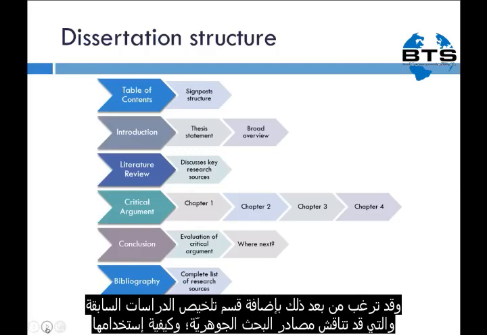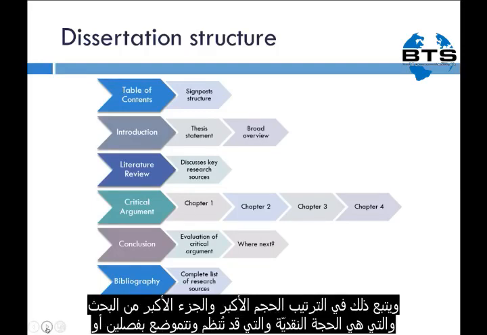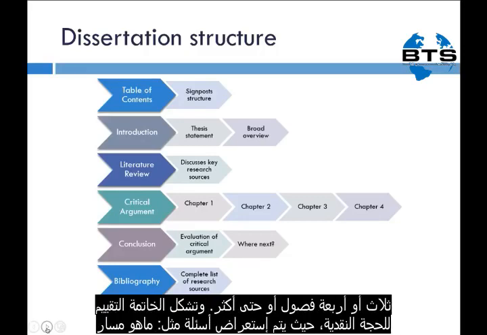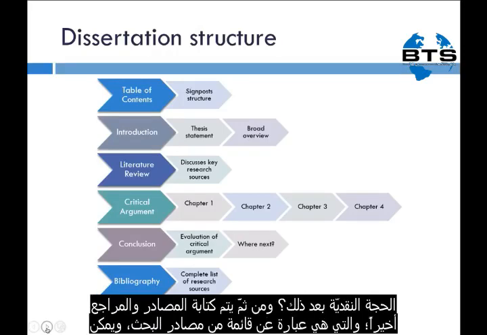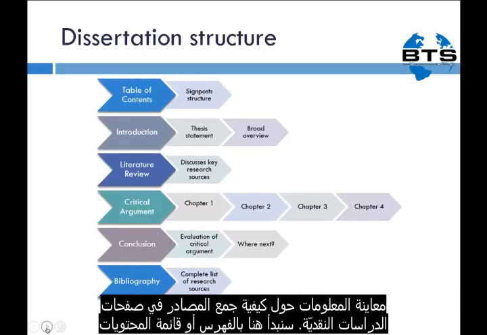Then you might want to include a literature review, which would discuss your key research sources and how you've used them. What follows will be the bulk of your dissertation, your critical argument, and that might be arranged in 2, 3, 4 or even more chapters. Your conclusion will form the evaluation of your critical argument, and will touch on questions such as where the argument could go next. And finally, you will have your bibliography, which is a complete list of research sources, and information on how to compile a bibliography can be found on the critical studies pages of StudentNet.